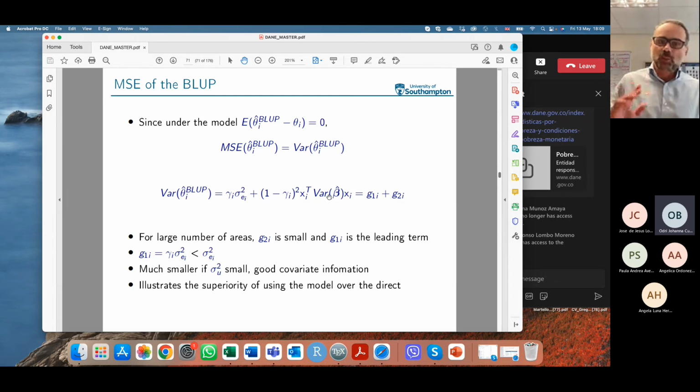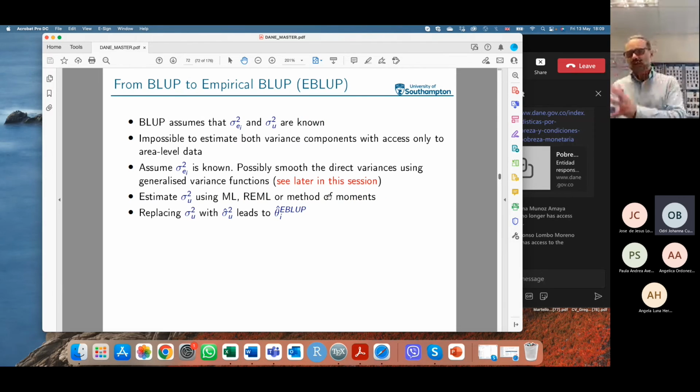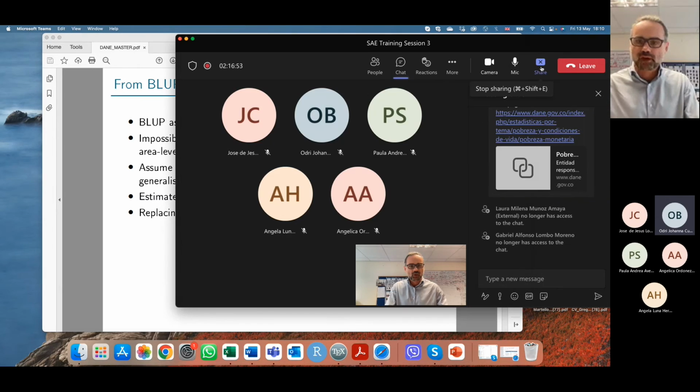So what we're going to do on Monday, when we meet at 3 o'clock, is go from the BLUP to the empirical best linear unbiased predictor. We cannot assume that sigma squared u is known. We know that sigma squared u has to be estimated under the model, and we're going to see what impact this will have on the mean squared error of the BLUP. That's really a key point in all the model-based small area estimation that we will cover in this training. So I'm going to stop here, and I would like to ask if you have any questions.